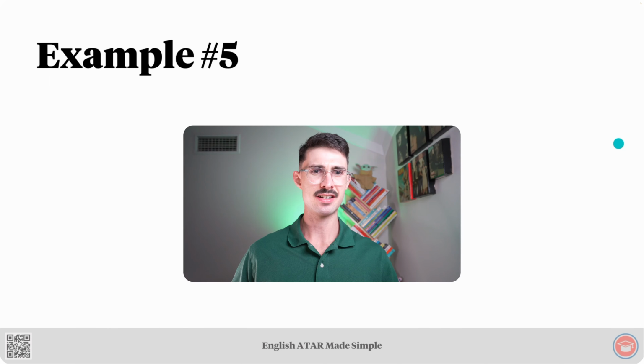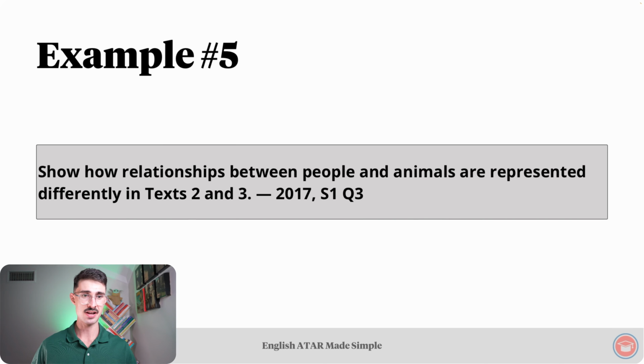4 examples down, let's do the last 2. Example number 5: show how relationships between people and animals are represented differently in text 2 and 3. If you can't remember what text 2 and 3 are, go and give them a skim from the PDF study notes of the previous lesson, and then just come back once you've read them.